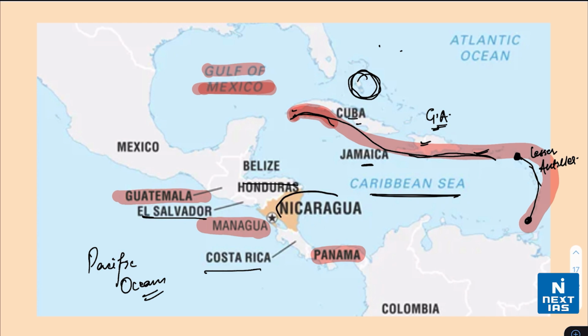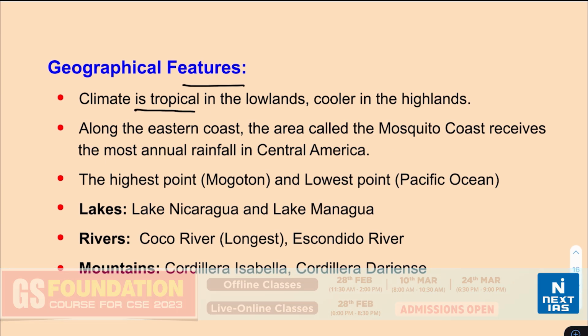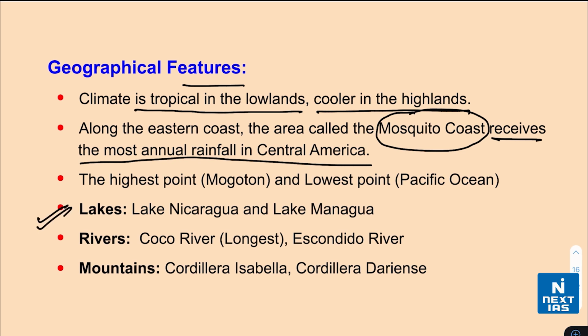Now if we talk about Nicaragua, it is the largest country in the Central American region, and the major language that is spoken is Spanish. Let's see some of the geographical features. Now the climate is tropical in the lowlands and cooler in the highlands. There is a coast known by the name Mosquito Coast, which receives the most annual rainfall in the Central American region. In Nicaragua, the lakes are important, Lake Nicaragua and Lake Managua. There are also rivers, the Cocos River, which is the longest river.